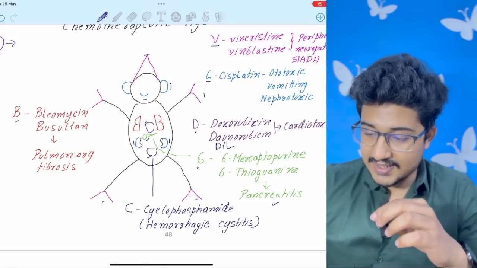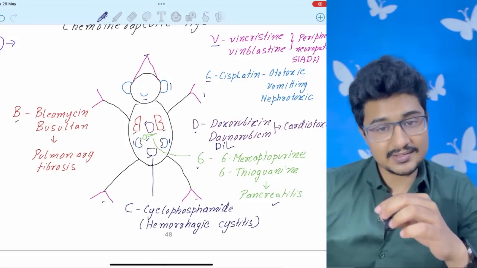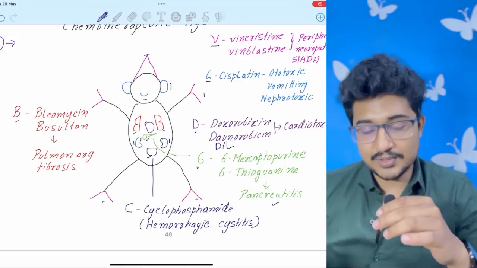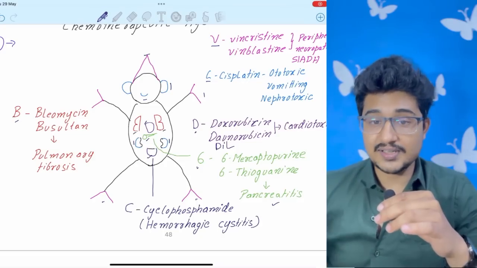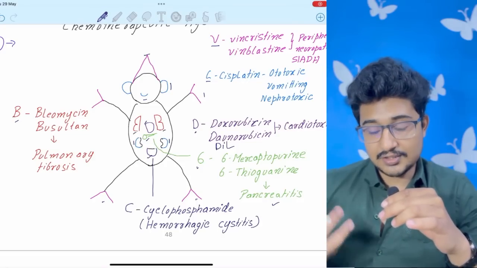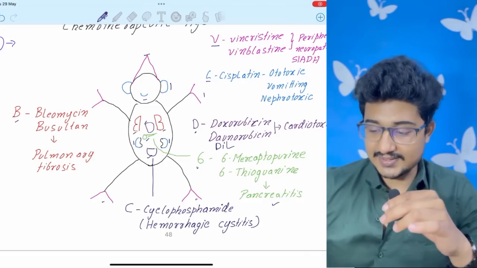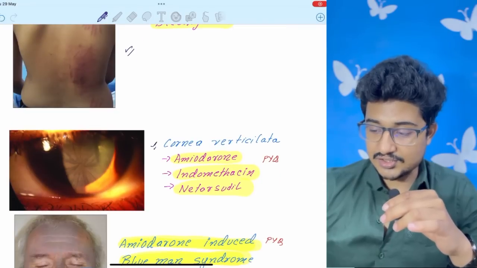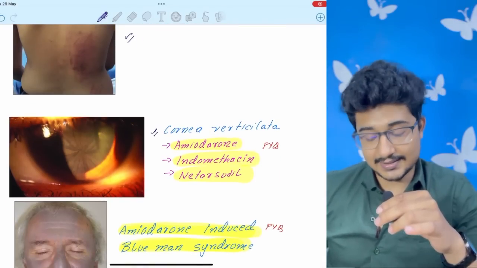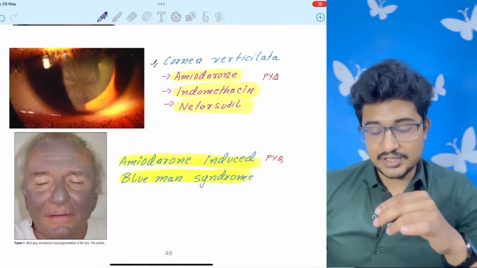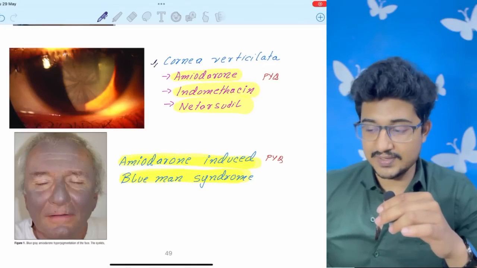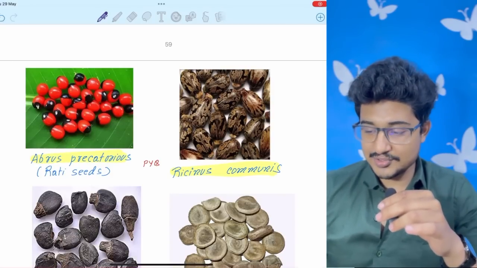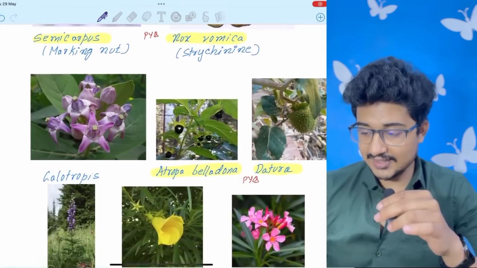B, B is for our lungs, which are bilateral, there are two, like that also you can remember by B. So bleomycin and busulfan cause pulmonary fibrosis. Bleomycin also causes flagellate dermatitis, as you can see in this image. And cornea verticillata is caused by amiodarone, indomethacin, nitarsudil. Amiodarone induced blue man syndrome also, it was given in the INICET. So here are all the vegetative poisons, compiled in a single page.